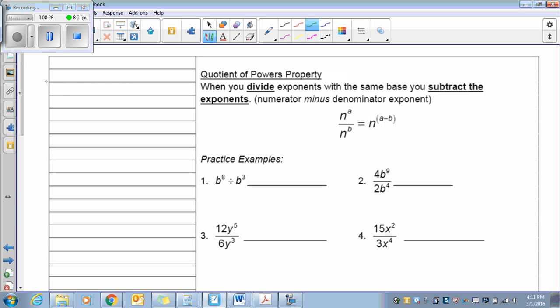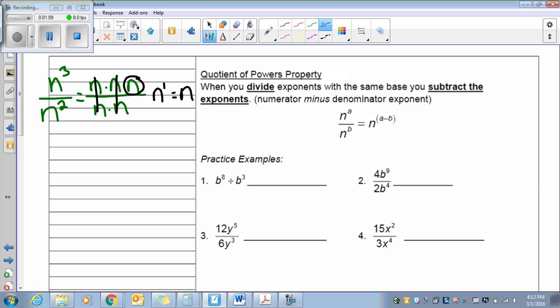If we said n to the third divided by n to the second, if we wanted to expand this out, n to the third is really saying n times n times n, and this is divided by n squared, which is n times n. Well, because these are all the same base, we know that a number divided by itself is 1, so it cancels itself out, so these would cancel out and these would cancel out, and you would just be left with n, or n to the first power. n to the first power is n. So we look at that a minus b, so 3 minus 2 would give us that 1.